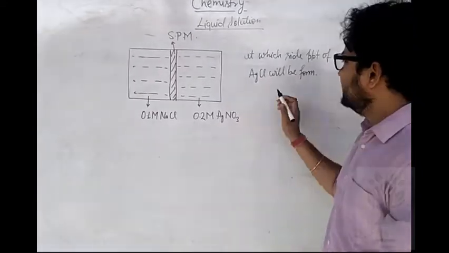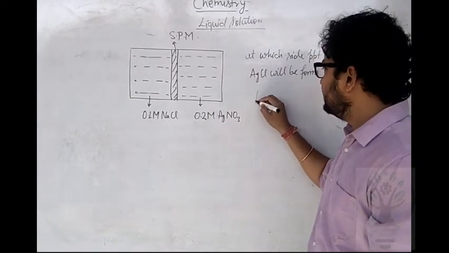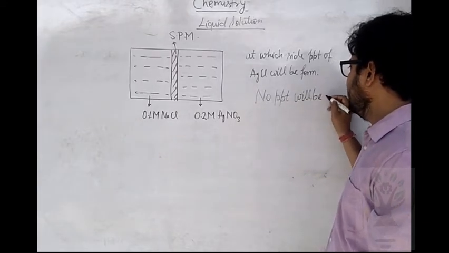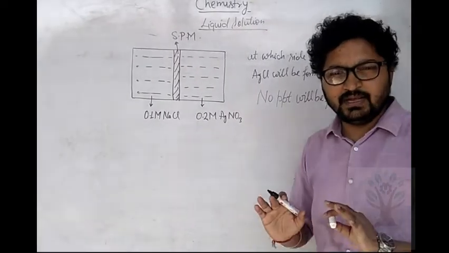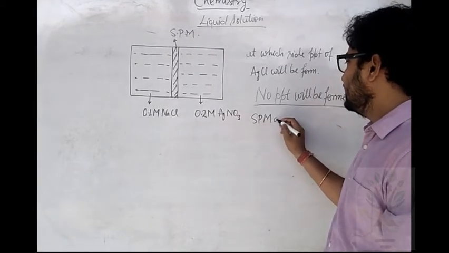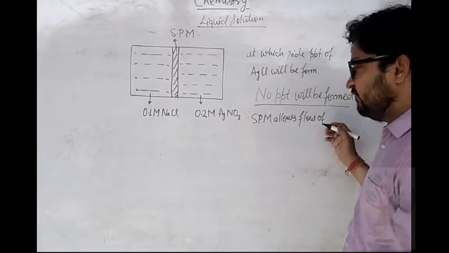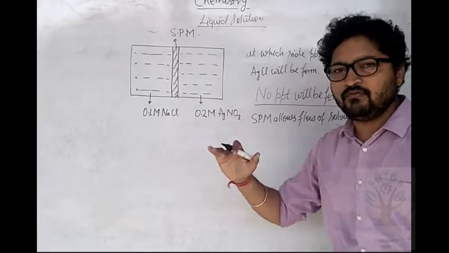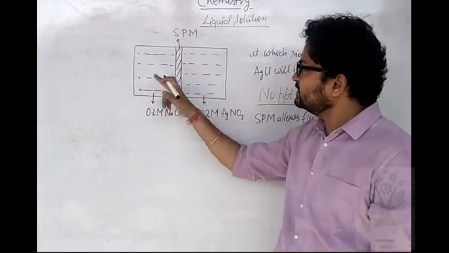Now let's see. I hope you understand. Answer to this question will be nowhere. No precipitate will be formed. Why? Because SPM allows flow of solvent only. It does not allow flow of solute. So AgNO3 or NaCl, they can never cross this SPM.